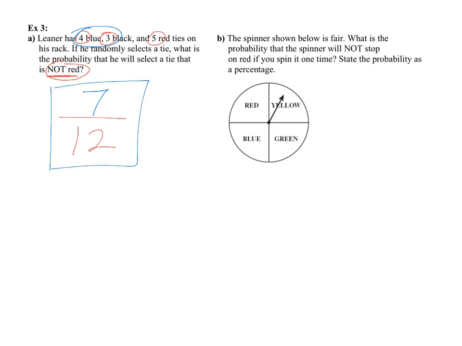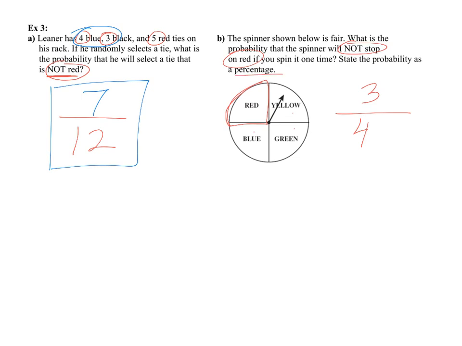Part B, the spinner shown below is fair. What is the probability that the spinner will not stop on red if you spin it 1 time? State the probability as a percentage. Will not stop on red. Okay, here's red. How many possible outcomes are there? There are 4. And how many of them are not red? There are 1, 2, 3 that are not red. So my desired outcome is 3 out of a total of 4. So 3/4 is the probability.